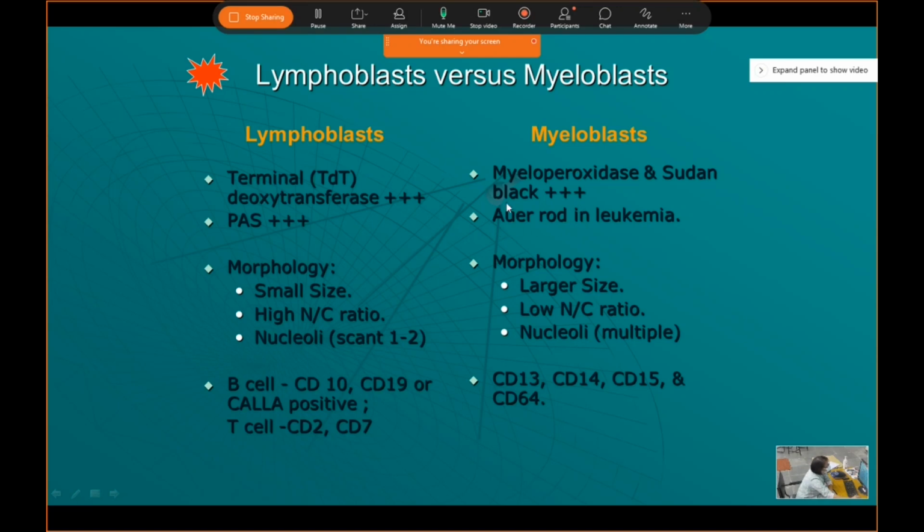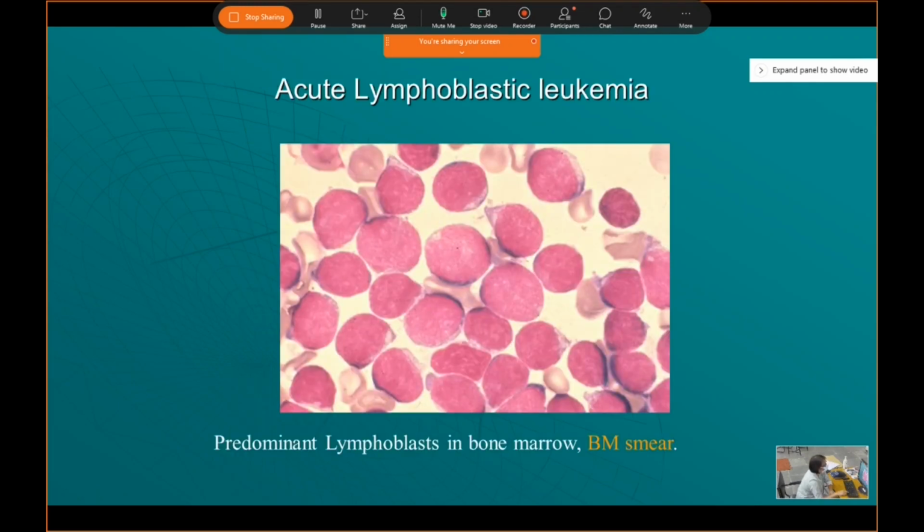Morphologically, Auer rod is the only diagnostic feature for AML. If we find an Auer rod on peripheral smear, we are confident to say it's acute myeloid leukemia. If we don't find an Auer rod, we just say acute leukemia. We cannot go further than that. And we have to do bone marrow, we have to do flow cytometry to see what markers are positive and whether it's a myeloid leukemia or a lymphoid leukemia. Like I said, because the treatment is totally different.